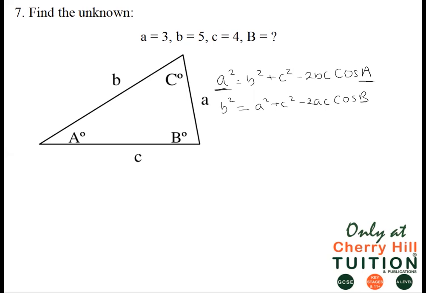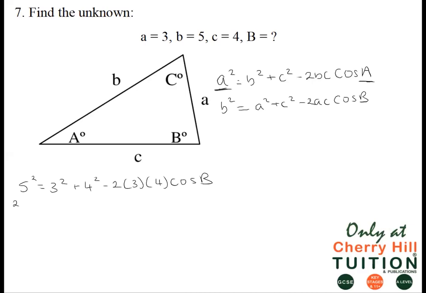So b squared, which is 5 squared, is equal to a squared, which is 3 squared, plus c squared, which is 4 squared, minus 2 multiplied by 3 multiplied by 4 cos of b, and we are trying to now solve for b. So let's simplify this and tidy this up a little bit.